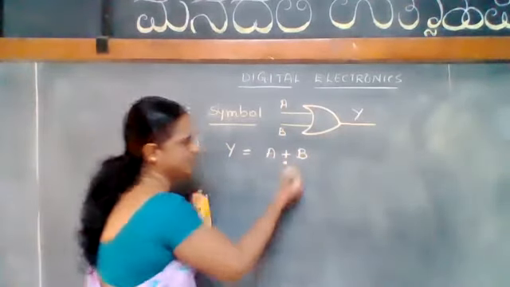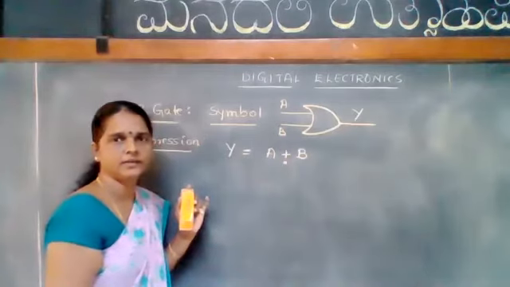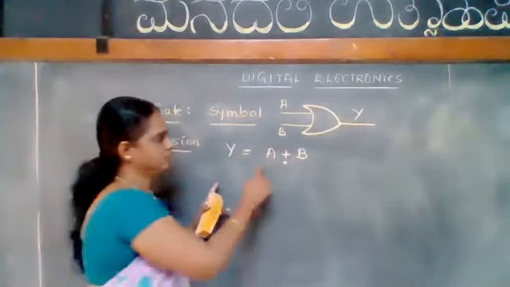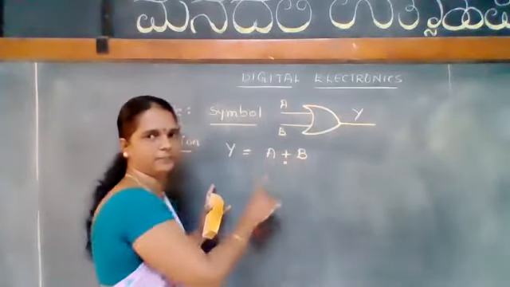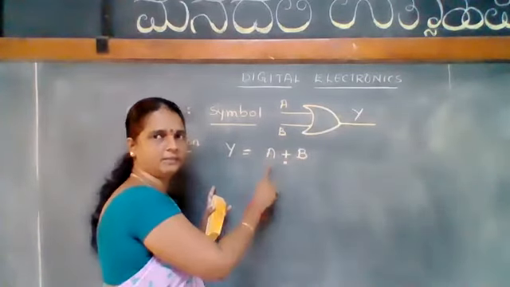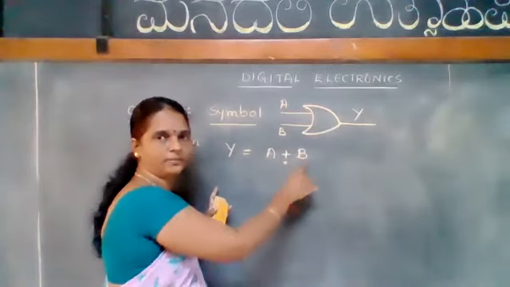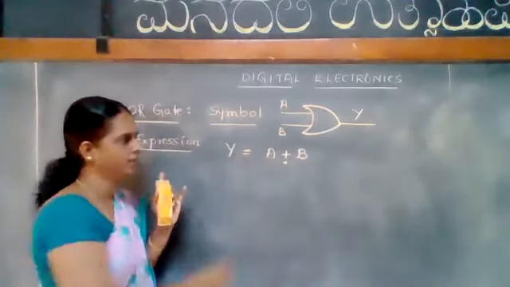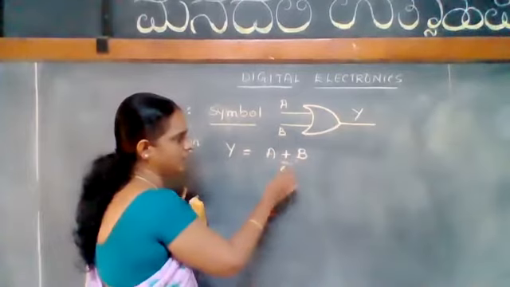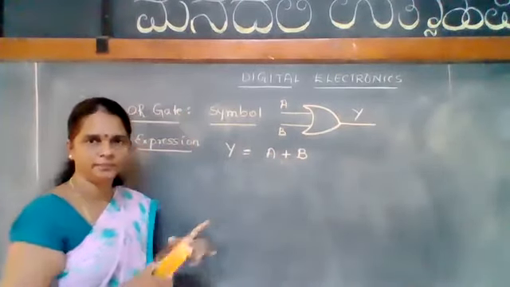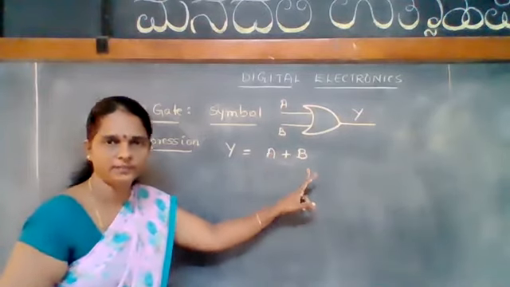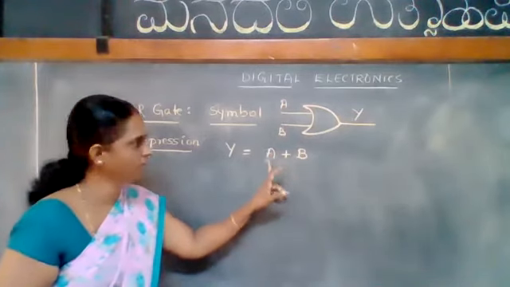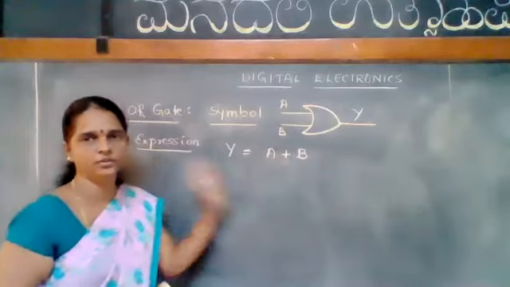This plus symbol indicates it is ORing. This is also read as A ORed with B. A plus B is nothing but A ORed with B. Remember, this plus sign in Boolean algebra represents ORing. Addition is nothing but ORing of the 2 inputs.